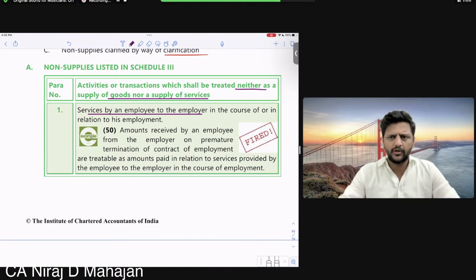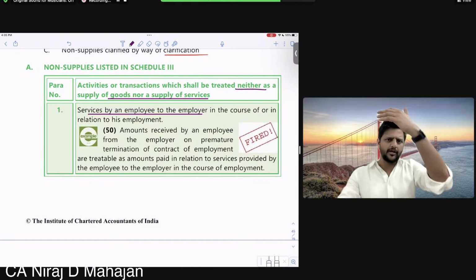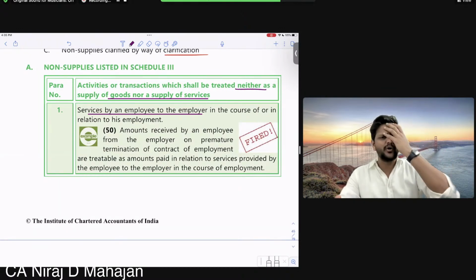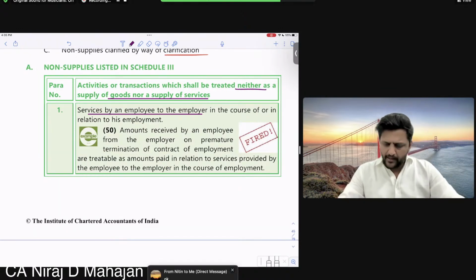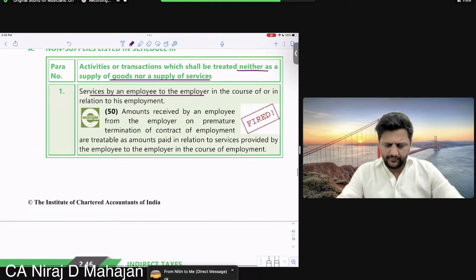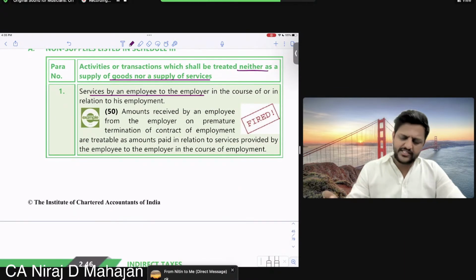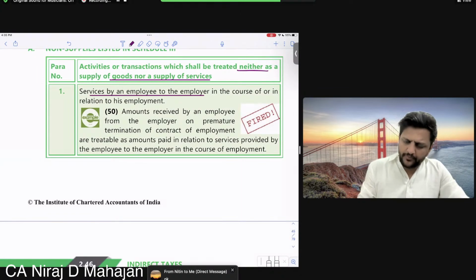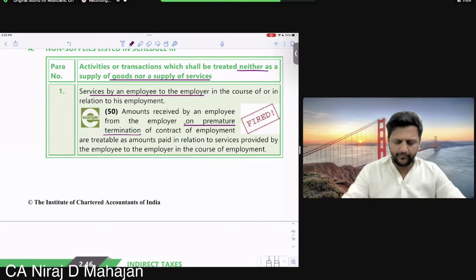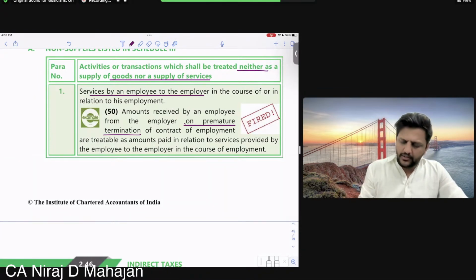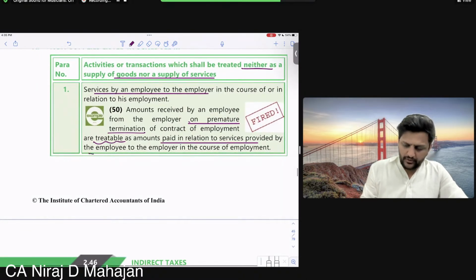Okay, everybody, all of you? Employee is not going to charge GST from employer. Understood or no? So amounts, another one. Amounts received by an employee from employer on premature termination of a contract of employment are treatable as amounts paid in relation to services provided by the employee to the employer in the course of employment. Understand, bacho, this example.